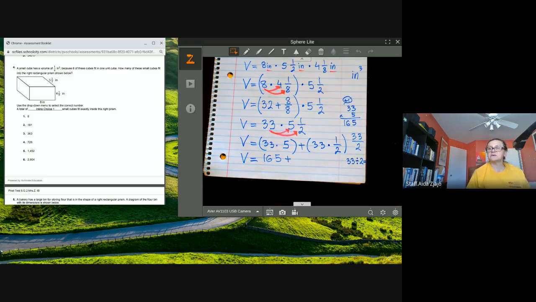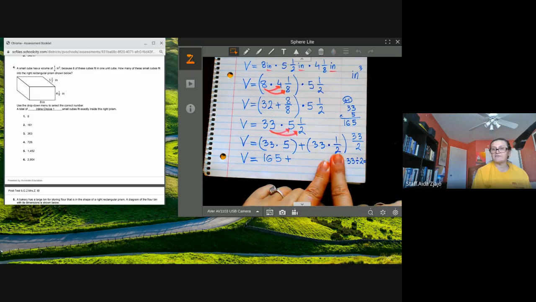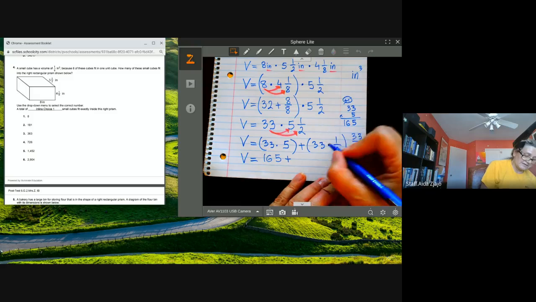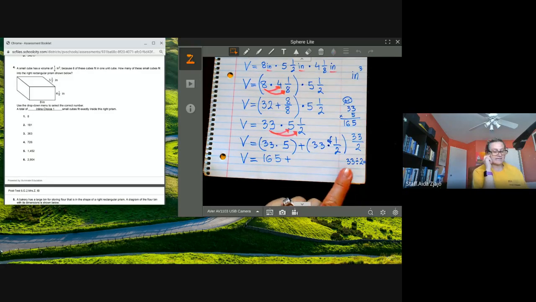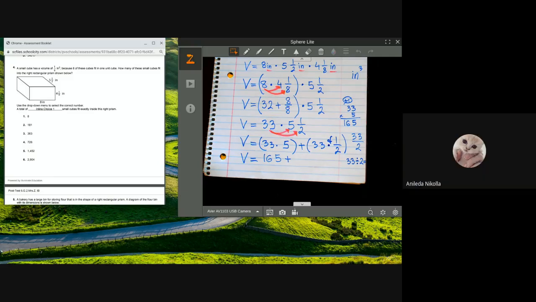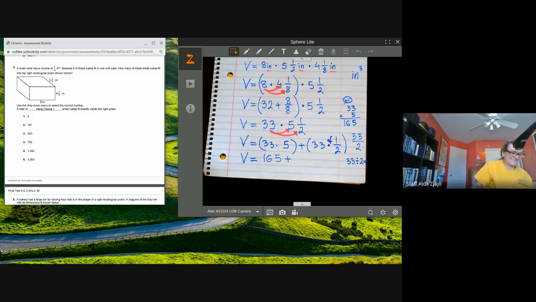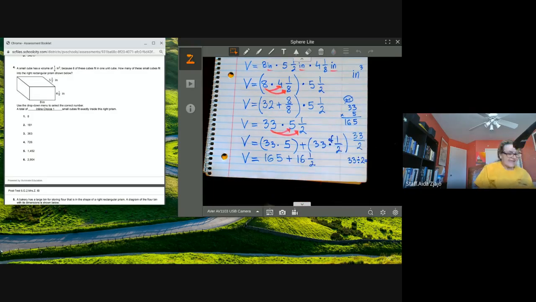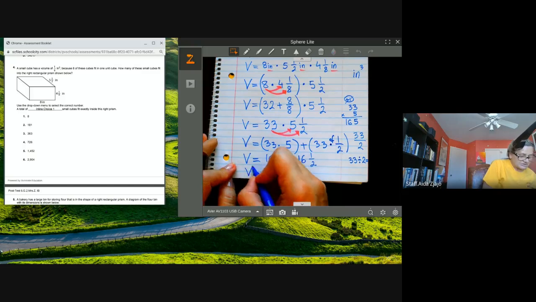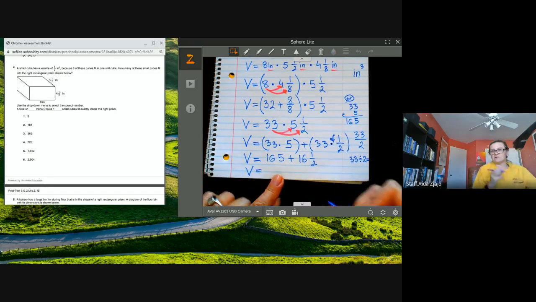But it could also be done mentally, because if you look, this is 1/2, and multiplication we read as "of". So I can say this is 1/2 of 33. What would be 1/2 of 33? 16 and 1/2. Bravo. 16 and 1/2. Excellent. And then, so that is equal to, what is that equal to?